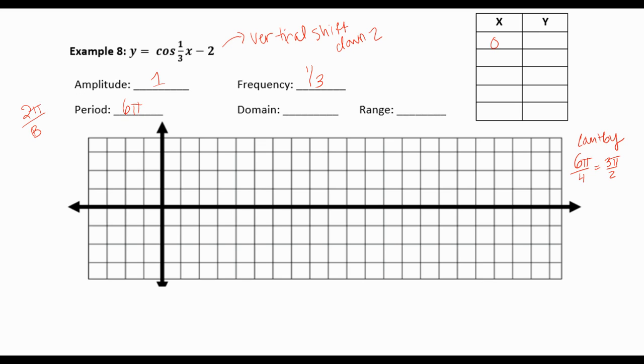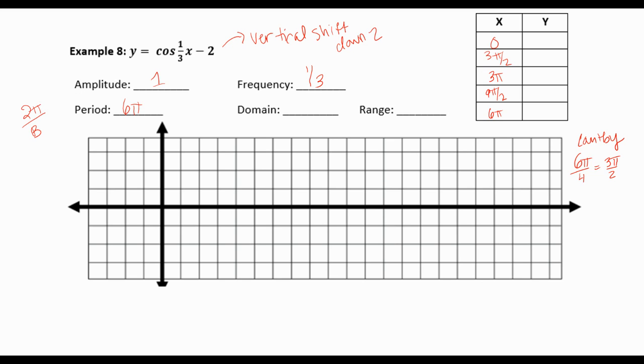So let's add 3 pi over 2. Add 3 pi over 2, you get 6 pi over 2, which gives us 3 pi, which makes sense. So it's halfway to 6 pi. Add 3 pi over 2, we get 9 pi over 2. Add 3 pi over 2, and we'll get 12 pi over 2, which is 6 pi. Notice the distance from 0 to 6 pi is 6 pi.